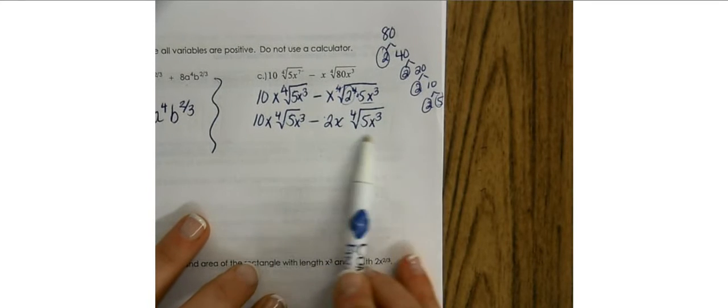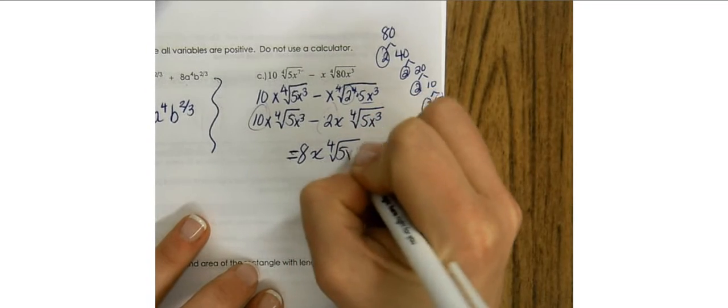Now it looks like our variables and our radicands and our radicals are all the same, so we simply combine our like terms. 10 minus 2 is 8. So that's equal to 8x times the 4th root of 5x cubed. And that is your answer.